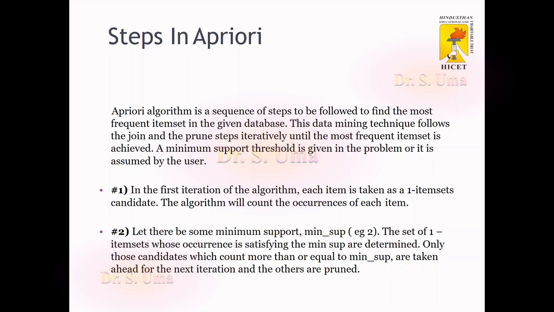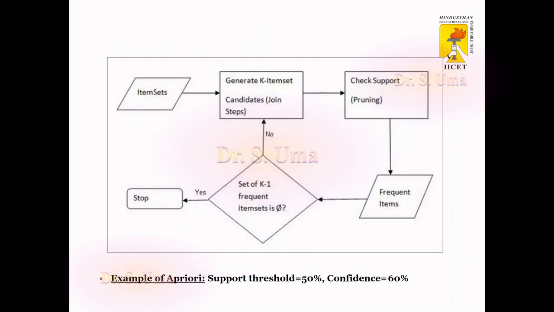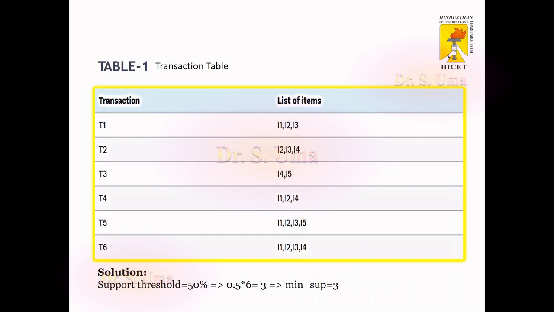Now let us see an example in order to have a better understanding of the Apriori algorithm. In this slide we have given the flowchart for the Apriori algorithm. Let us move on to the example. This is the transaction table where T1 to T6 represent the transaction ID. Against each of the transaction IDs we have the list of items purchased.